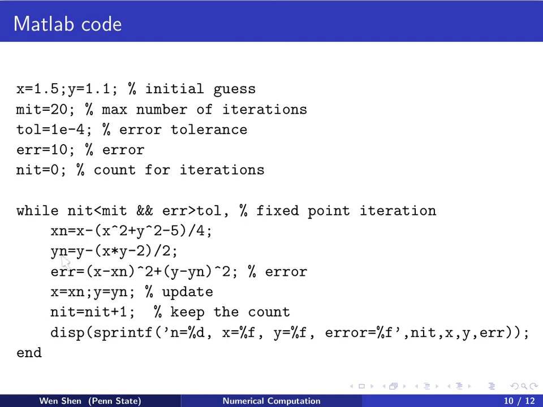And this is to perform one step of fixed point iteration. And then we compute the error. The error is the Euclidean norm square. And then after that, we update. We put the xn back to x, yn back to y. And we increase the number of iterations by 1. And at the same time, we display the result of the iteration step, the x value, the y value, and the error.